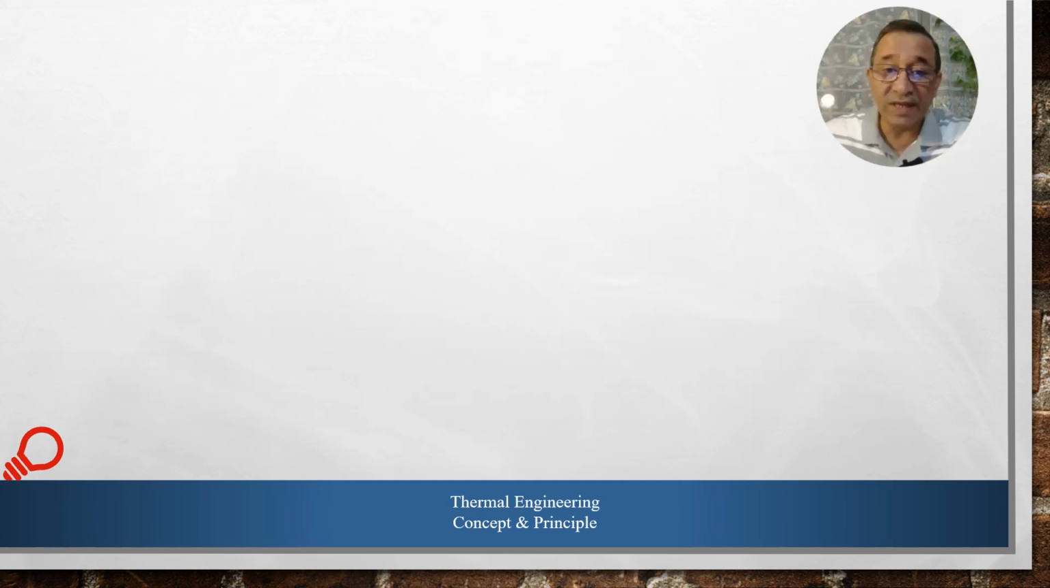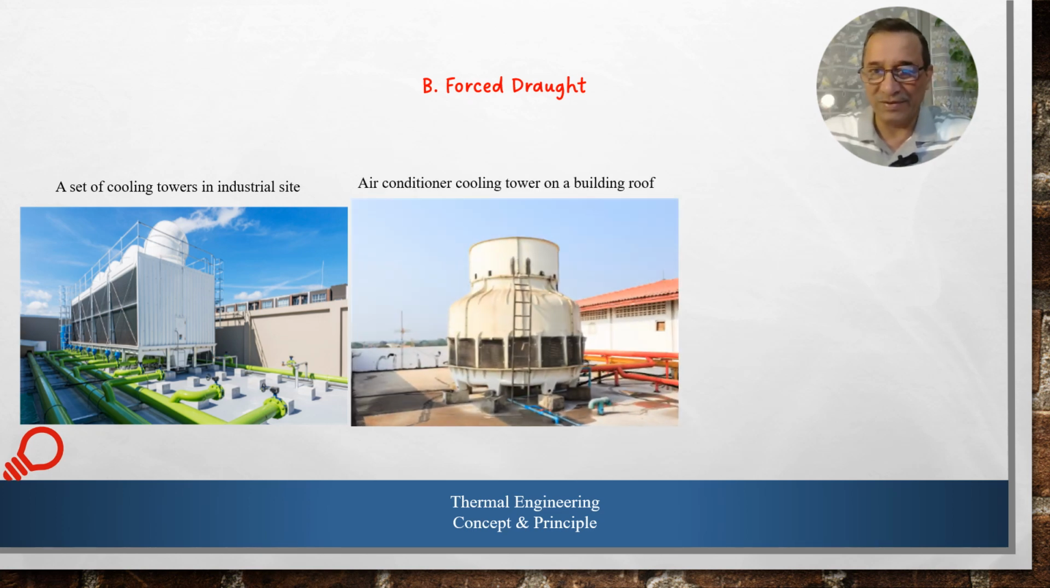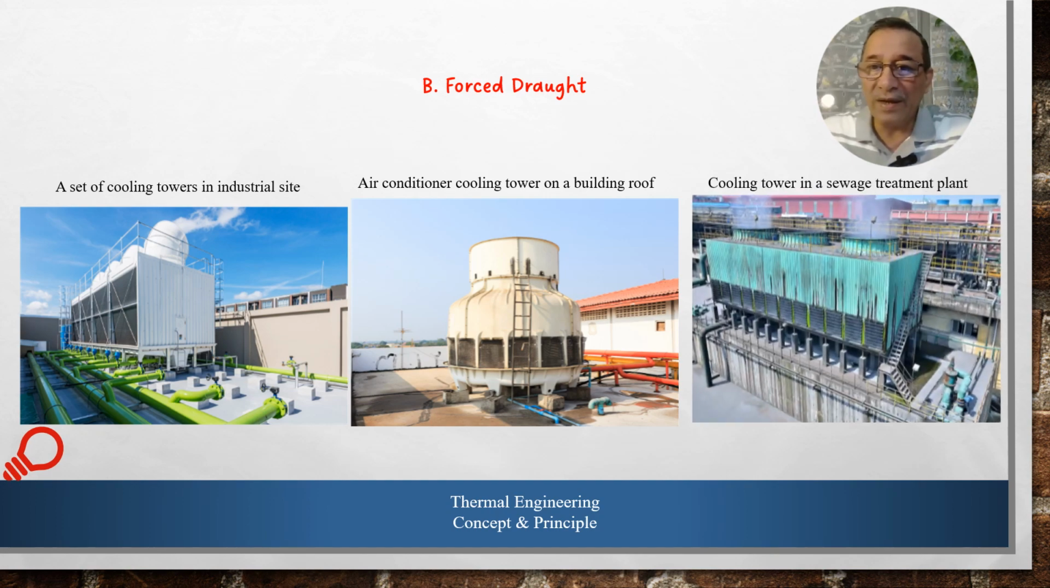The second type of cooling towers is the forced draft cooling tower. In this type of cooling tower, we need an external force, just like a fan or air blower, to force air to pass through the cooling tower to be in touch with the water to accomplish the heat transfer process.